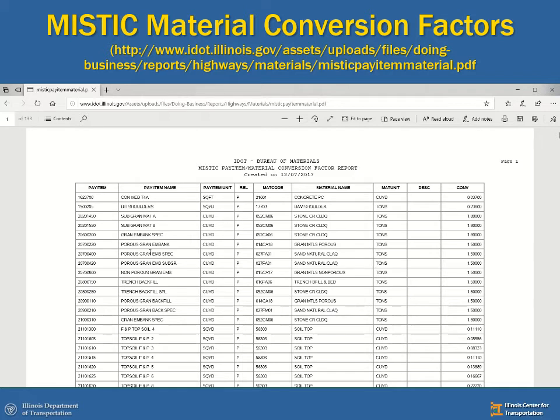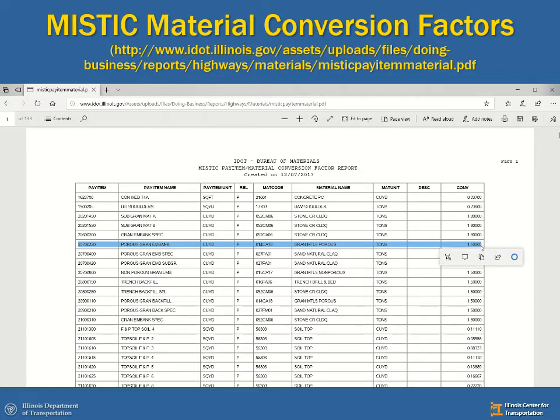The pay item is over here on the left-hand column, and then we have the pay item name, the pay item unit, so this is the unit that it's going to be paid in, a material code, material name, and then we have material unit here. That would be how it's delivered. So this material is delivered by tickets, by weight in tons, and then you have a conversion. That is the number of material units per pay unit. So this item would tell us it's 1.5 tons for every cubic yard.